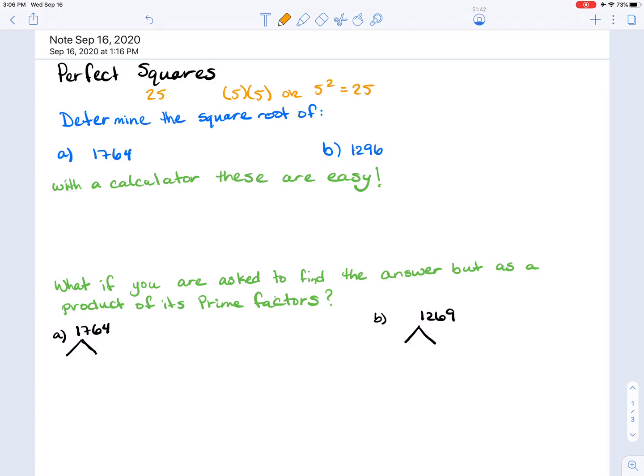So when we're looking at perfect squares, 5 and 5 are prime numbers, and they are the only solution to 25.